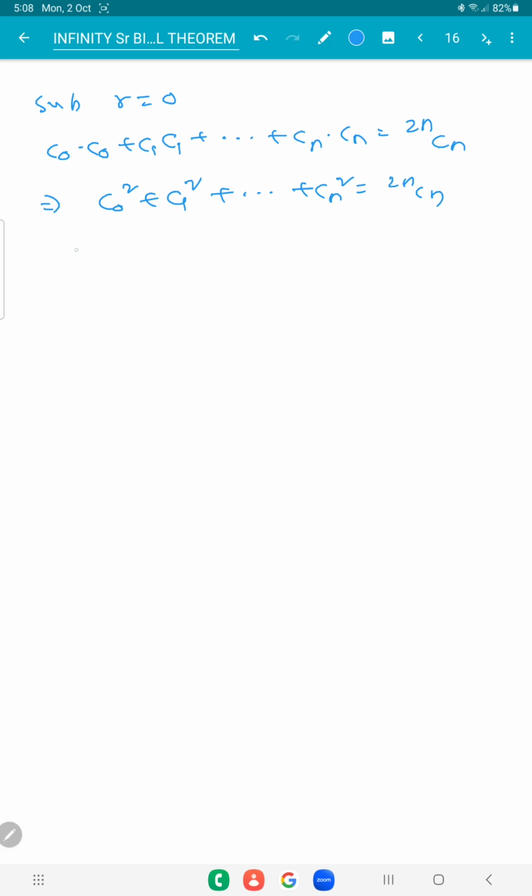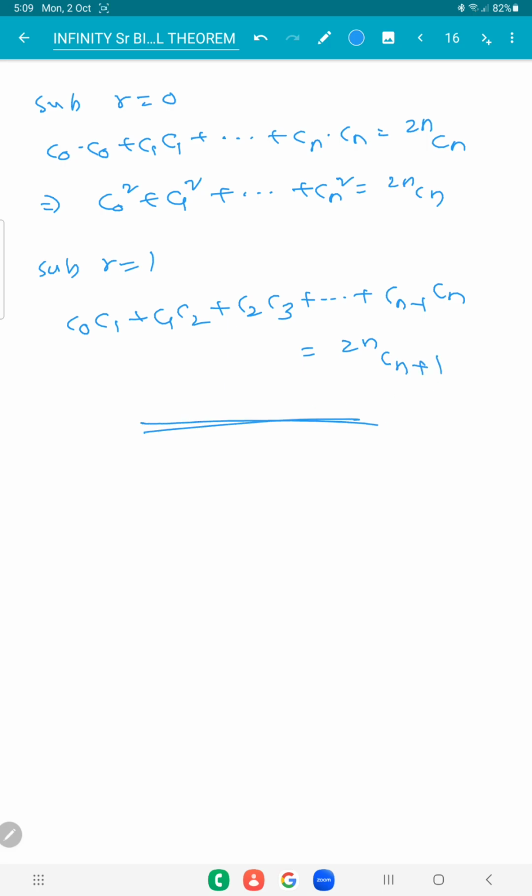Substitute r is equal to 0. What will you get? c0 into c0 plus c1 into c1 plus and so on plus cn into cn is equal to 2n cn. What is that? c0 square plus c1 square plus and so on plus cn square is equal to 2n cn. Substituting r is equal to 1, we will get the second one. c0 c1 plus c1 c2 plus c2 c3 plus and so on plus cn minus 1 cn is equal to 2n c n plus 1. So this completes these two questions.